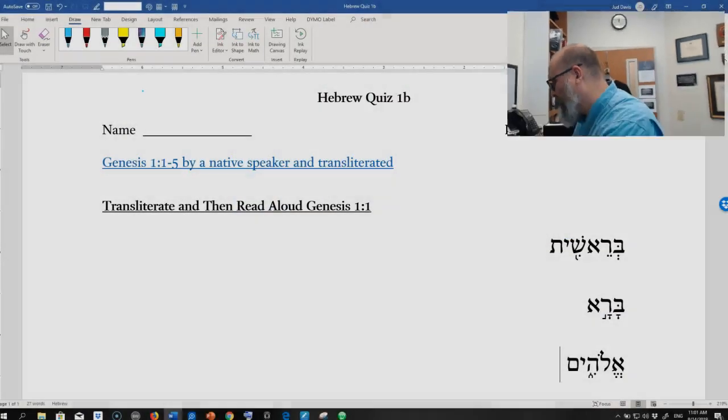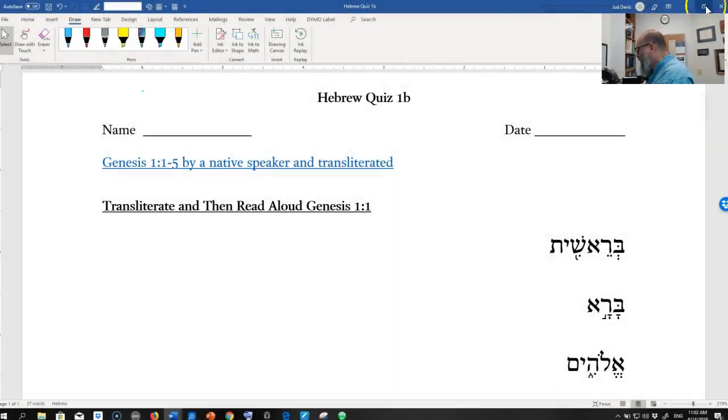Now, one help with that will be this transliteration. And so if this helps you, then by all means use it. If it doesn't, well, you don't have to know how to transliterate to read Hebrew. So this is simply something that might help. So let's look at it. What we're trying to do is get to the place where we can read.